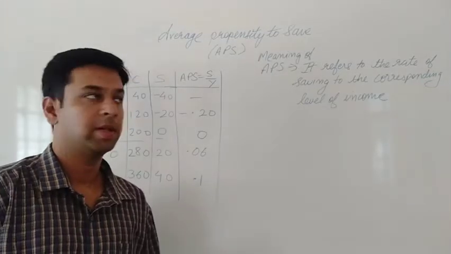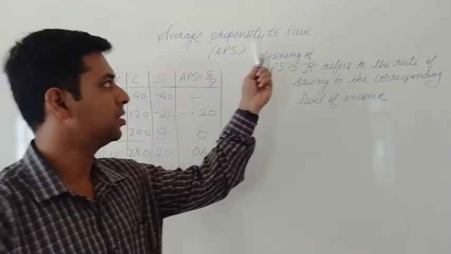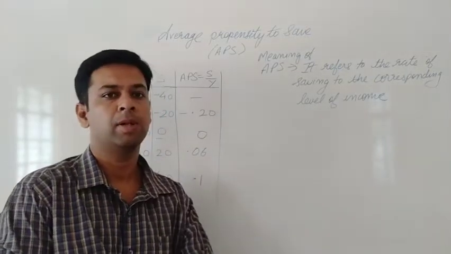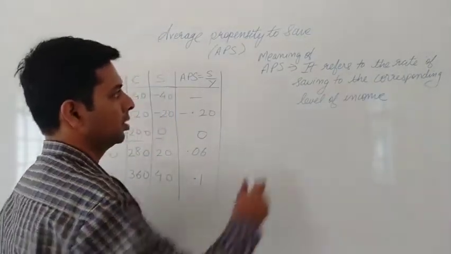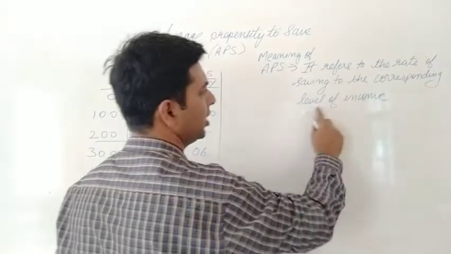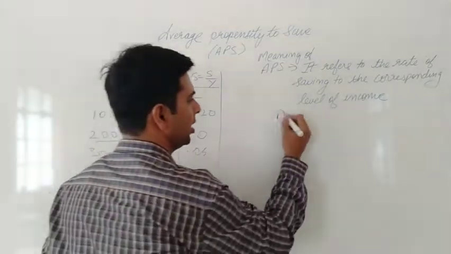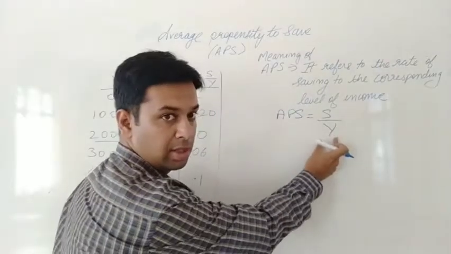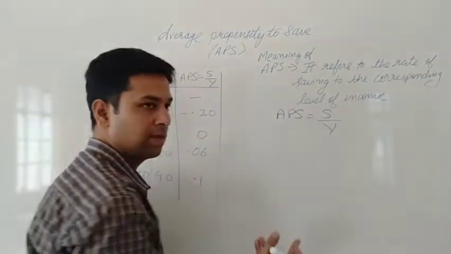Hello students, today we will be learning a new topic, average propensity to save or APS. Let us first understand the meaning of it. So what does it mean? See, APS refers to the rate of saving to the corresponding level of income. So here APS will be S upon Y. At a certain level of income in the economy, what is the saving?